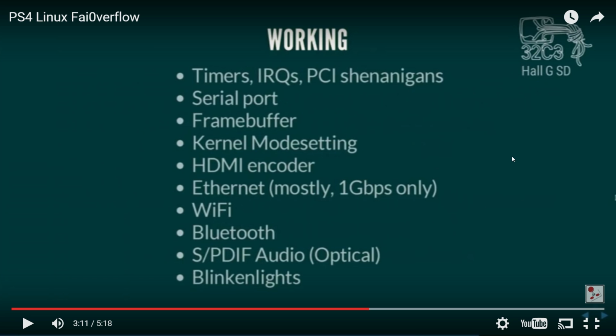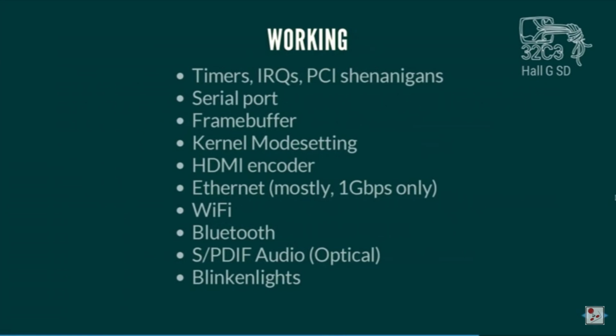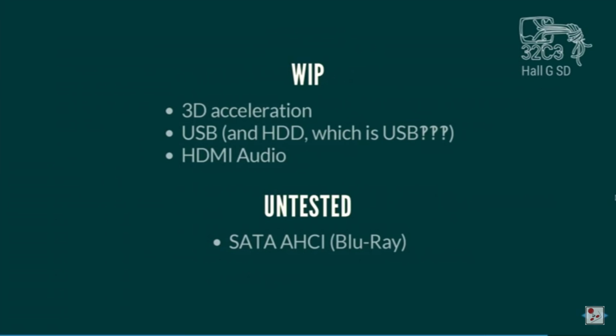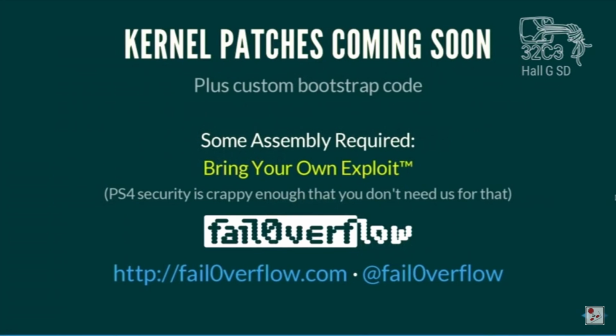And in the beginning of this presentation, they were talking about the renaming and the whole stuff with the APU from AMD. So I can only imagine the chaos for that, trying to make that work with the Linux kernel. But really cool stuff. Really amazing things. 3D acceleration, USB, the hard drive is USB, which is kind of weird. And there's bring your own exploit, some assembly required.